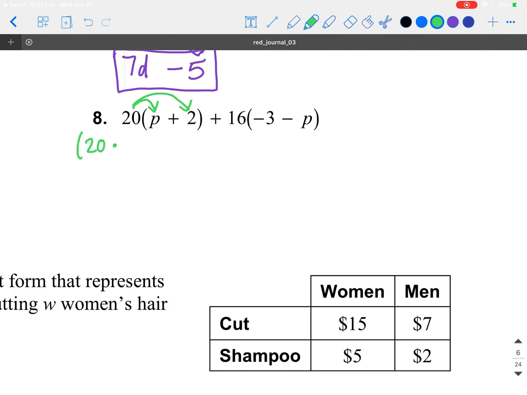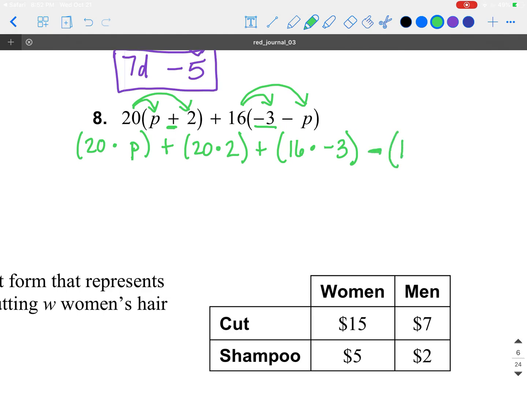And remember, this would be 20 times p. And I'm going to say plus now, since there's a plus in the middle. 20 times 2. And then plus, we're going to distribute again on this side. It's going to look like a lot of work, but it's not going to be too bad. 16 times, don't forget the negative 3. See how that's negative 3? And then minus 16 times, and once again, don't forget the negative p. Negative p. So we're just going to simplify here.